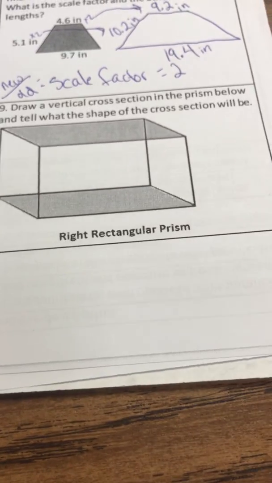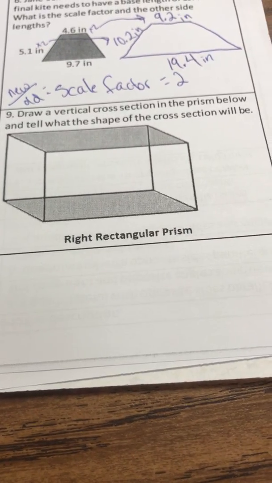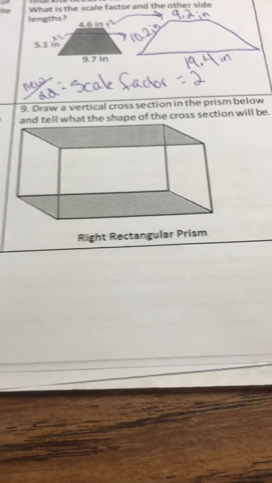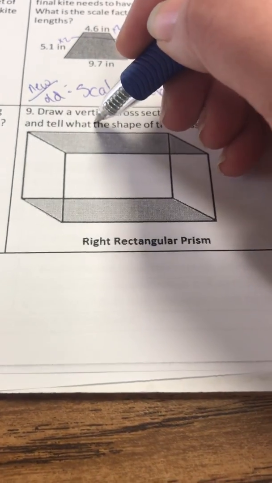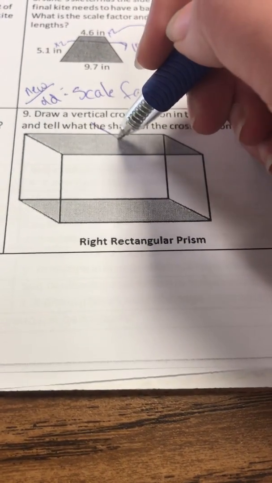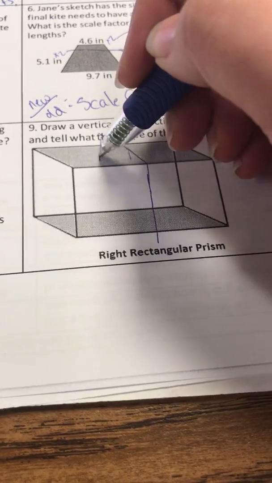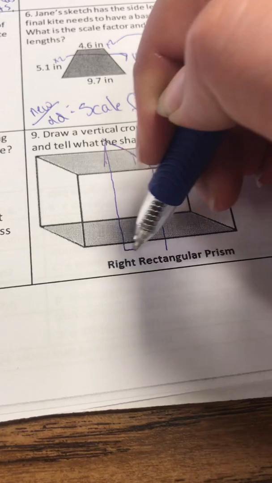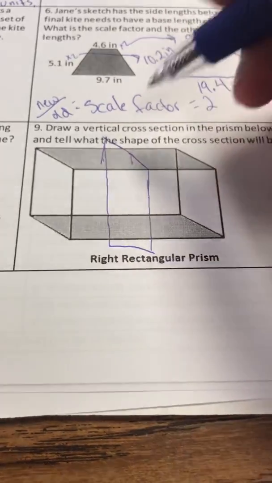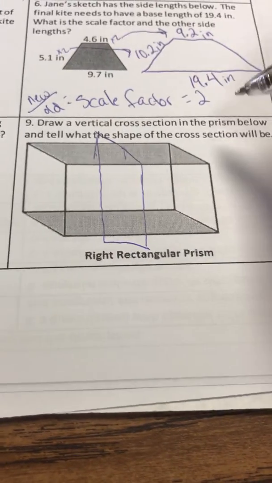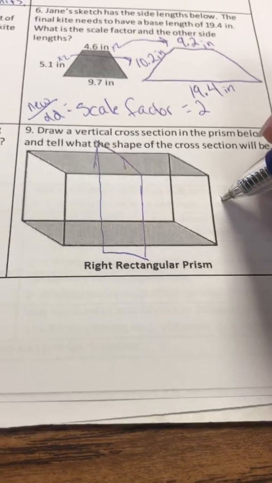Number 9 says to draw a vertical cross section in the middle of the prism below and tell what the shape of the cross section will be. So to draw that, I'm going to draw something that looks like a box there. And the shape of the cross section will be a rectangle.